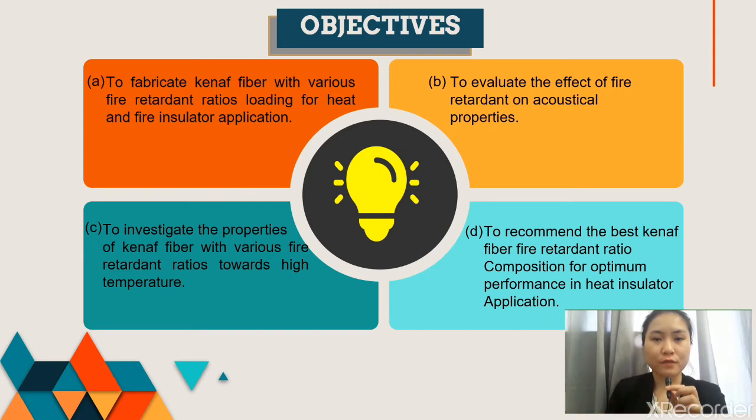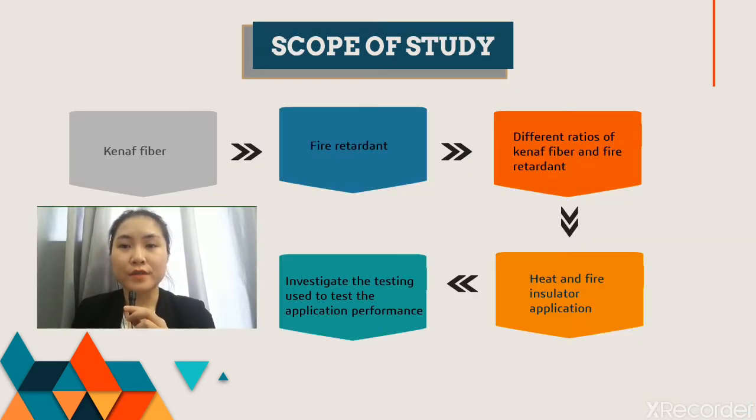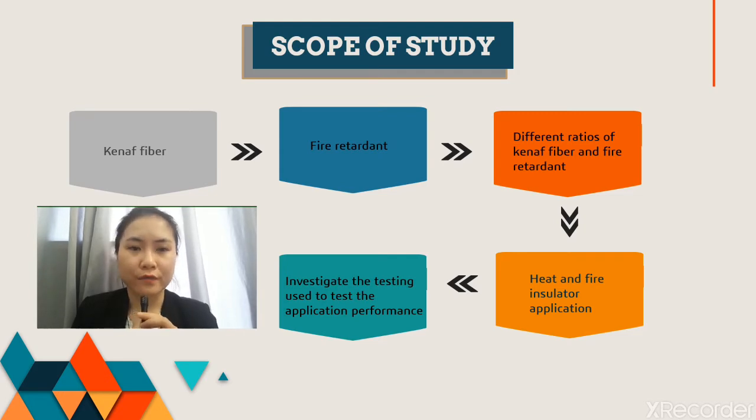There are 4 objectives of this study. The first one is to fabricate Kenaf fiber with various fire retardant ratios loading for heat and fire insulator application. The second objective is to investigate the properties of Kenaf fiber with various fire retardant ratios towards high temperature. The third objective is to evaluate the effect of fire retardant on acoustical properties. And lastly, the objective is to recommend the best Kenaf fiber fire retardant ratio composition for optimum performance in heat and fire insulator application.